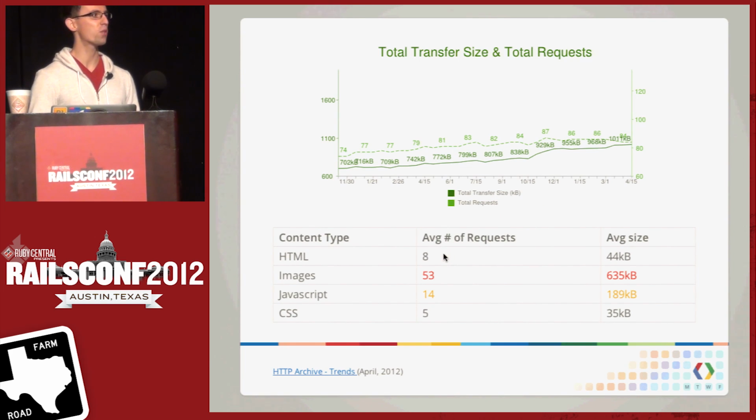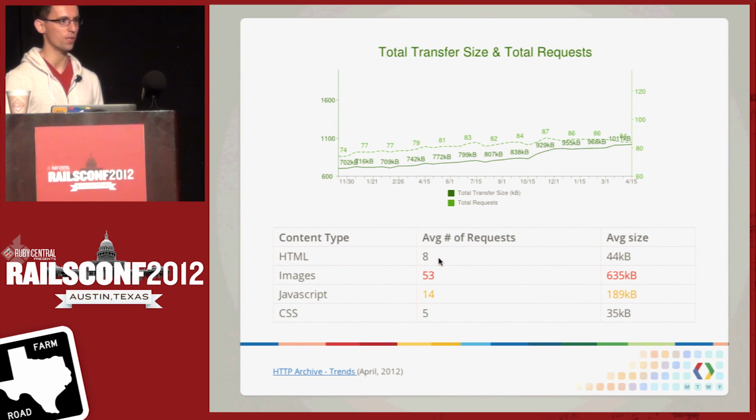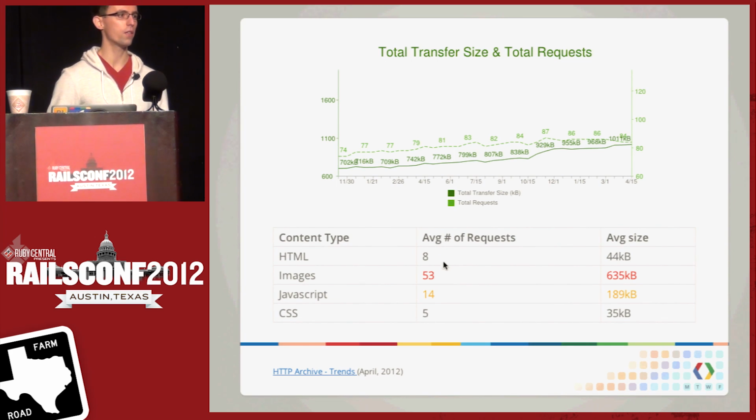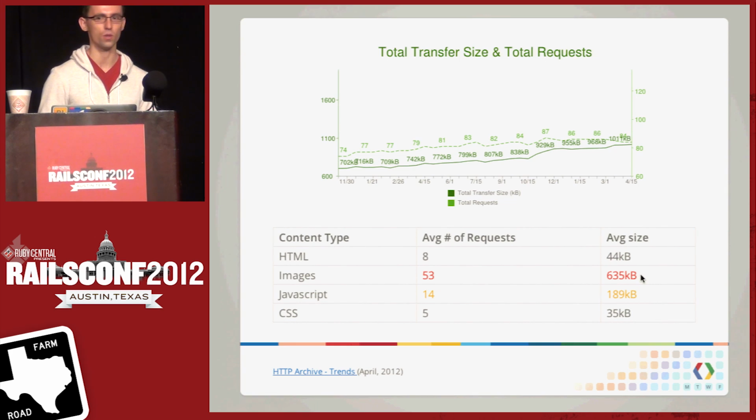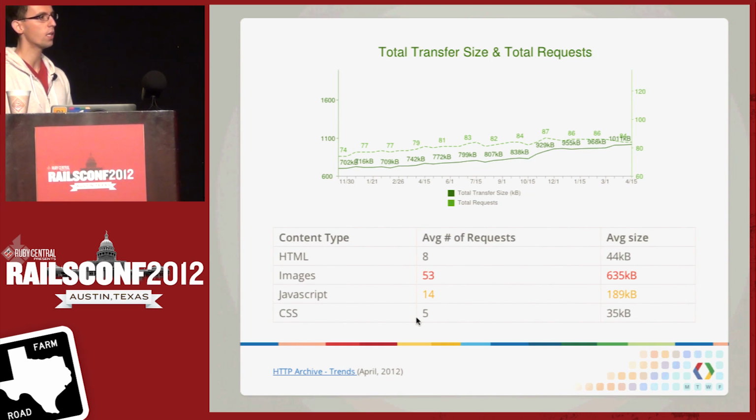So an average page is 8 HTML pages. What? Right? Well, there's iframes, right? So we're requesting additional HTML resources. There's a ton of images that we're requesting. In fact, they make up the bulk of the actual content or the download response. There's a ton of JavaScript, and there's CSS, and I'm actually omitting some of the other resources.